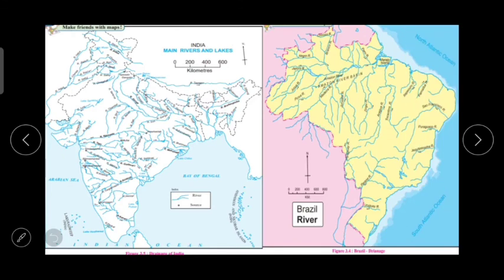Now, on the screen you can see the maps, figure 3.4 and figure 3.5. In 3.4, Brazil drainage, and figure 3.5, drainage of India. So, just go through these maps and understand the drainage system of India and the drainage system of Brazil.